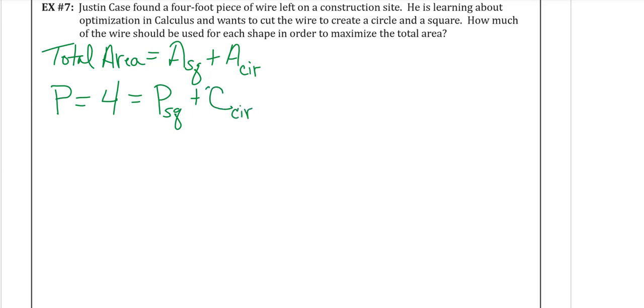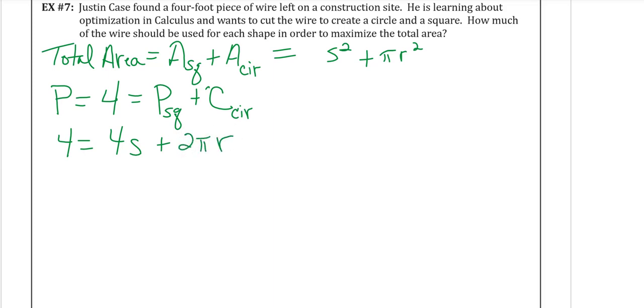Okay? So substituting what I have here, so the top equation, I'm sorry, this is the area equation, is going to be s squared, the area of the square, plus pi r squared, the area of the circle. So my perimeter, 4, is going to equal 4s plus 2 pi r.